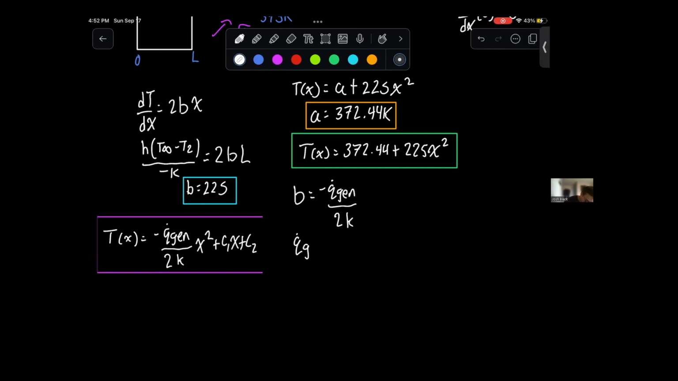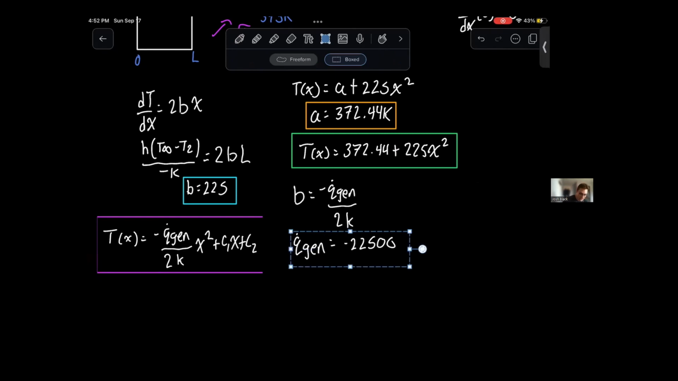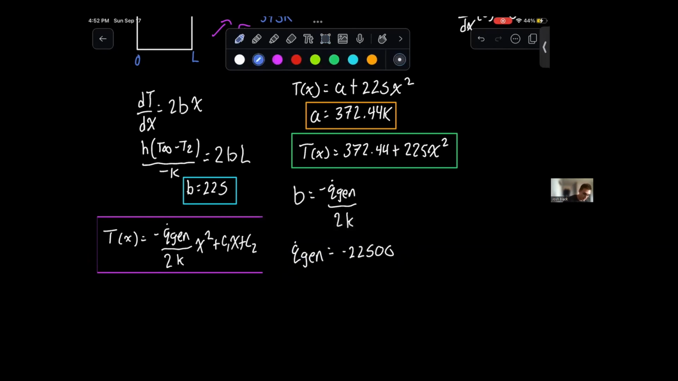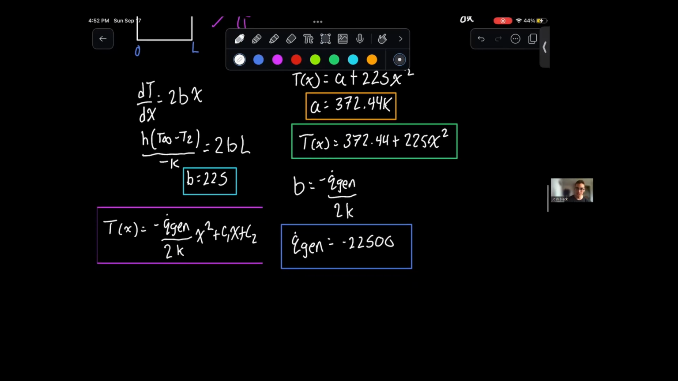Q gen is equal to negative 22,500. How easy was that? We didn't even have to do an energy balance equation. We didn't even really have to think. Now we can do that, or we'll do an energy balance just for laughs.